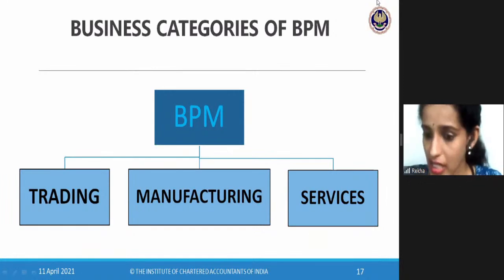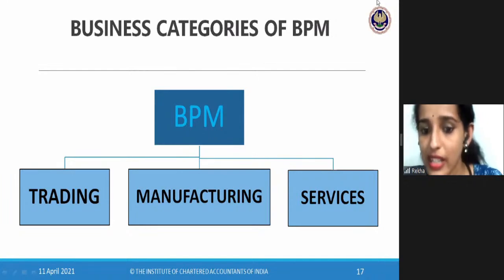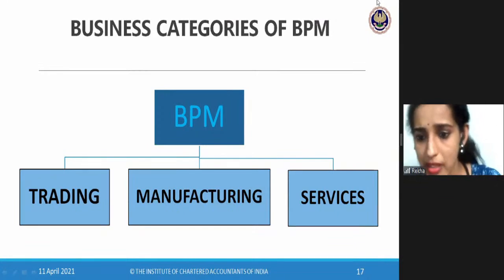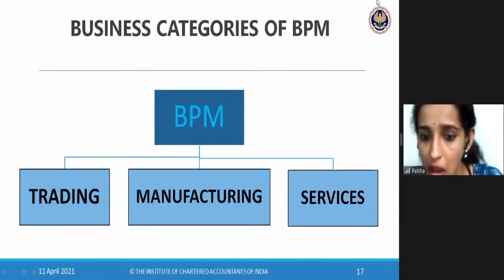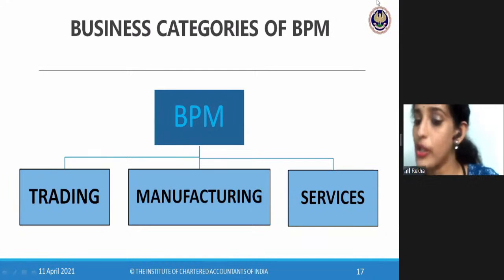Say for example, a trading concern means they are not into any manufacturing, just buying the goods and selling them. So they need not have any module for manufacturing. They only need modules for purchase and sale. There is no module for manufacturing or production. It is only purchase and sale, so that module you can eliminate.